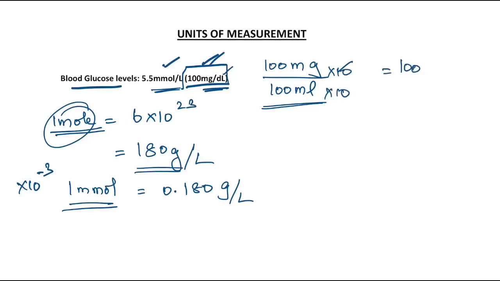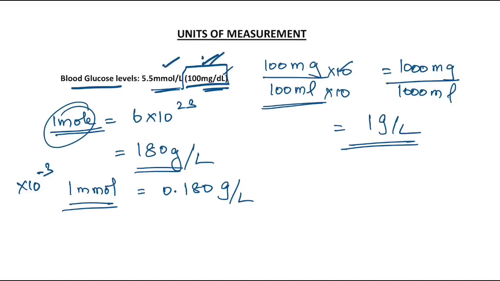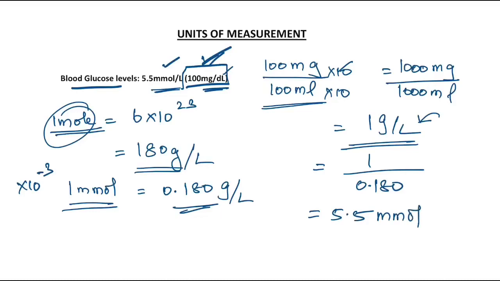So we multiply both sides by 10. That gives us 1000 milligrams per 1000 ml. So that gives rise to 1 gram per liter. So 1 gram per liter is the concentration, same as 100 milligram per deciliter. Now we are going to find out how much is the millimoles. For that we just simply divide it by 0.180. So 1 divided by 0.180 gives us 5.5, and this is the number of millimoles of glucose in the given solution.